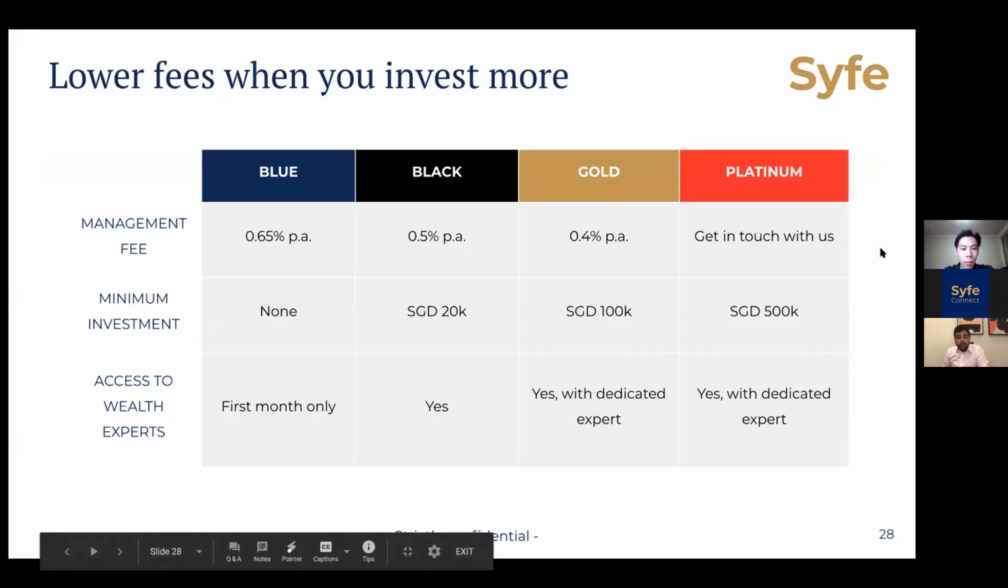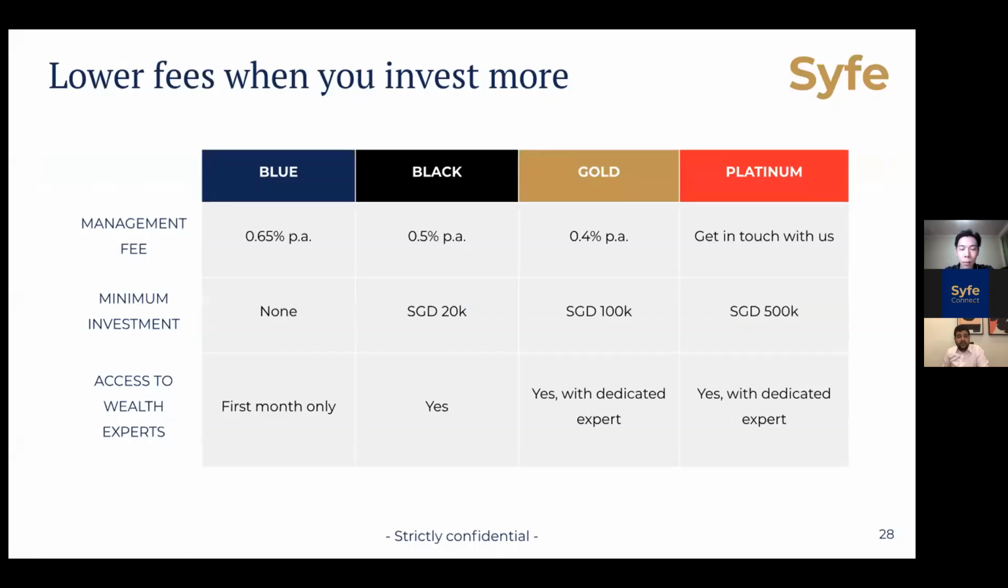Also, as you progress up, your fees actually get lower. So if you go to the black and gold tier, your fees actually come down to 0.4%. The minimum investment, of course, is 20K for black and 100K for gold. But you do have access to wealth experts, right? Which you have continuously in black and a dedicated one in gold.